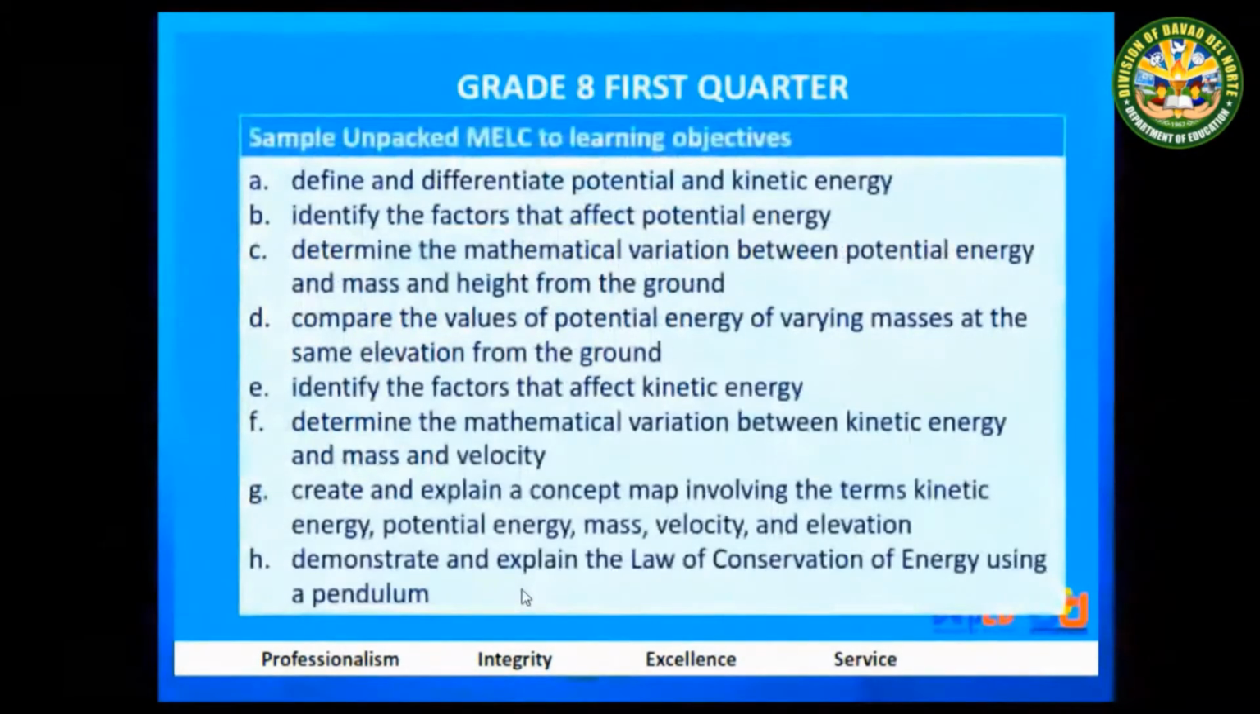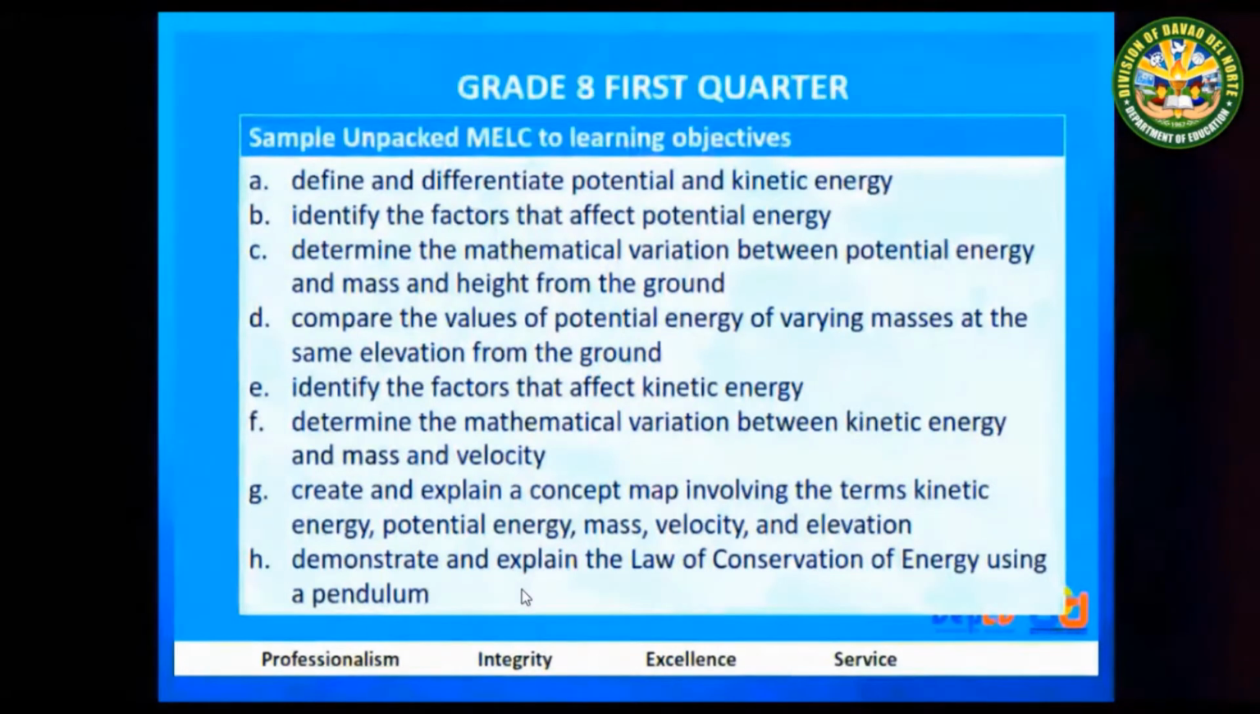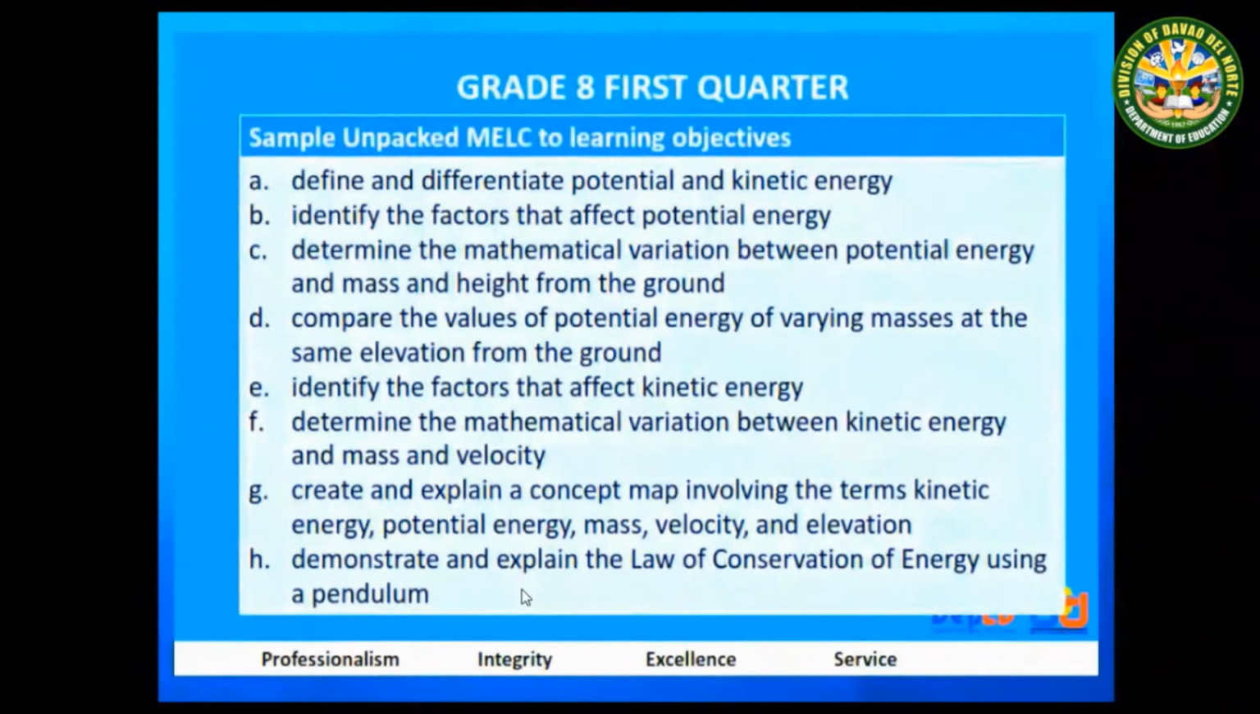Here is the grade 8 first quarter sample of unpacked MELC into learning objectives. A. Define and differentiate potential and kinetic energy. B. Identify the factors that affect potential energy. C. Determine the mathematical variation between potential energy and mass and height from the ground. D. Compare the values of potential energy of varying masses at the same elevation from the ground.